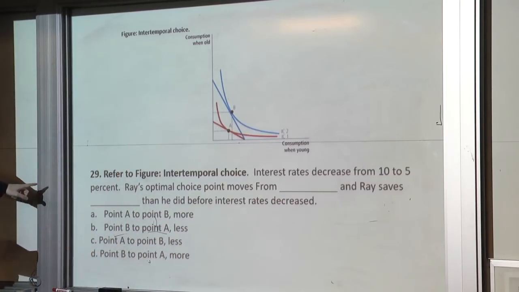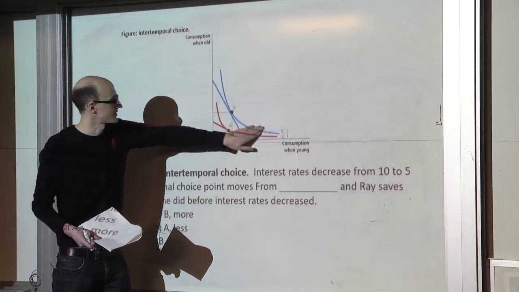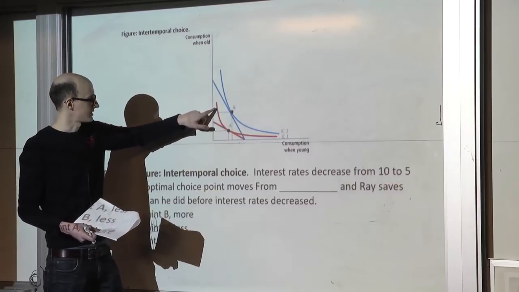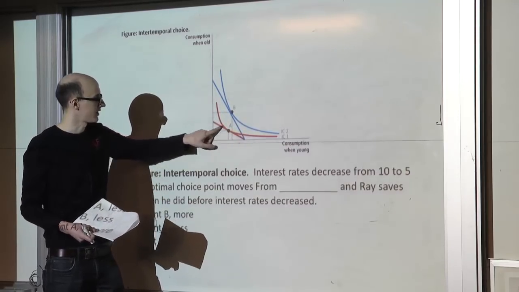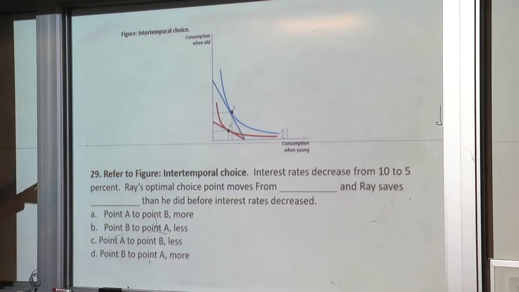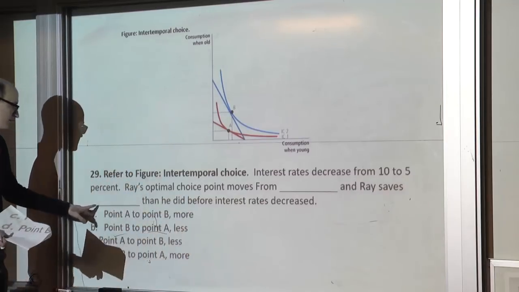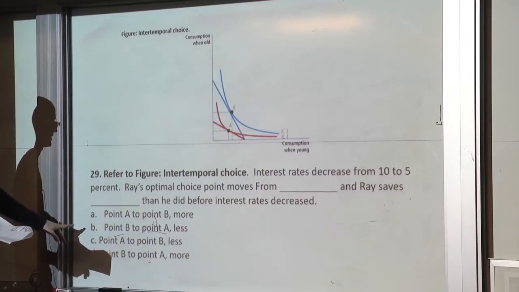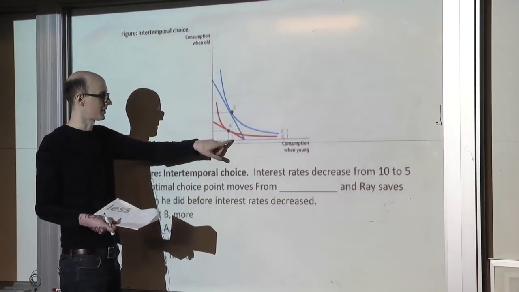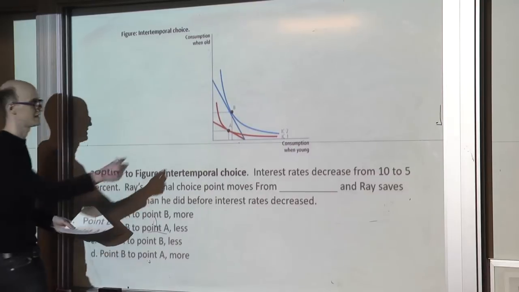And then Ray's optimal choice moves from, this is his indifference curve that falls on the blue curve. This is his indifference curve that falls on the red curve. So his choice is going to move from B to A, okay? And then we have to see when he moves from B to A, does consumption when he's young go up or go down? Will it go up or go down? It goes down.